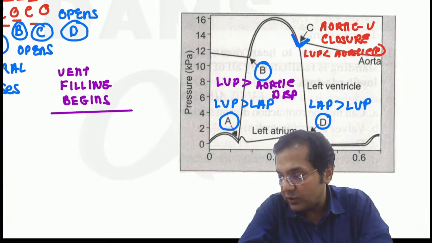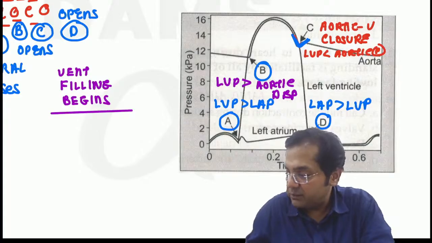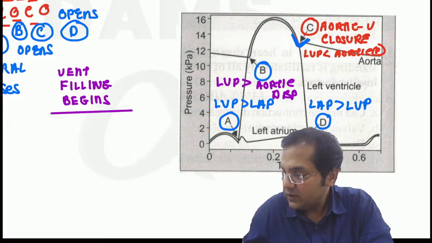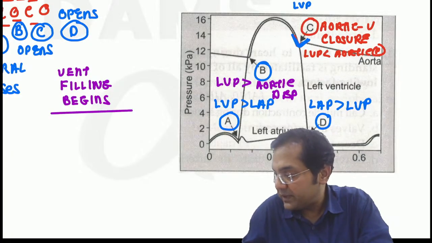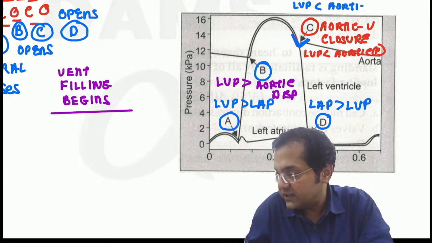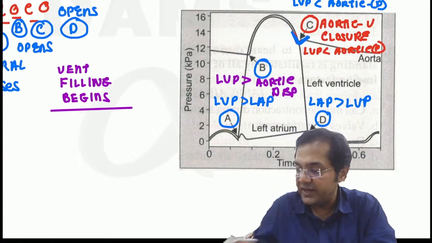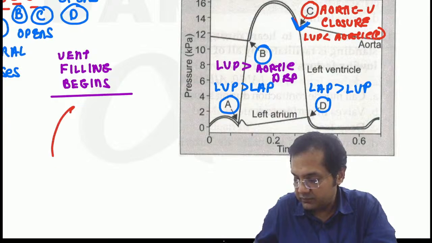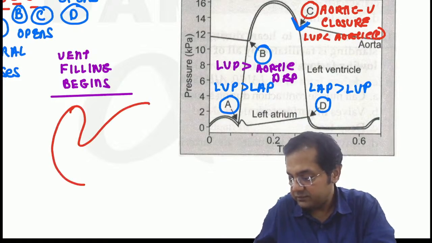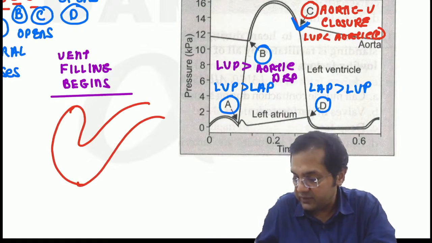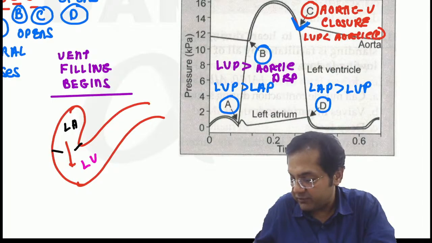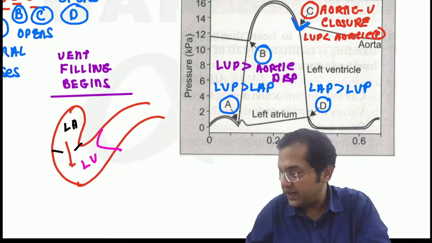What are you giving me the answer? At point C, the left ventricular pressure will become less than aortic pressure. That is closure of aortic valve. When does the filling begin? Filling means left atrium, this valve will open, blood will come into left ventricle. Yes, now I am getting the right answer.